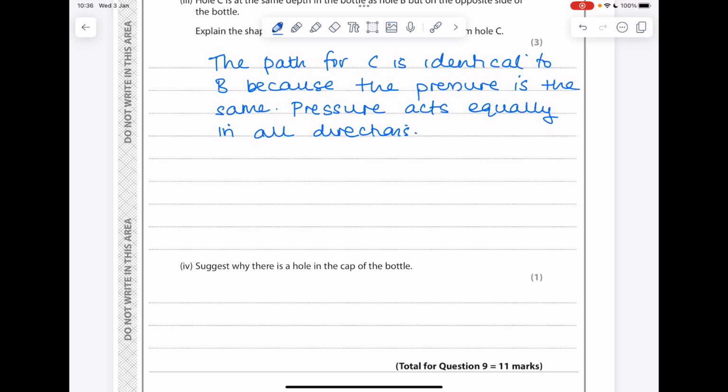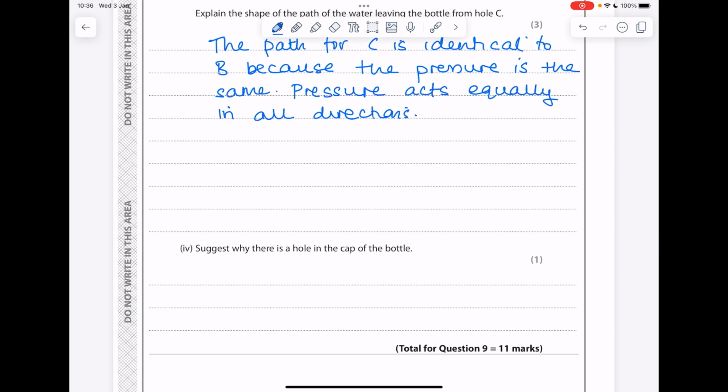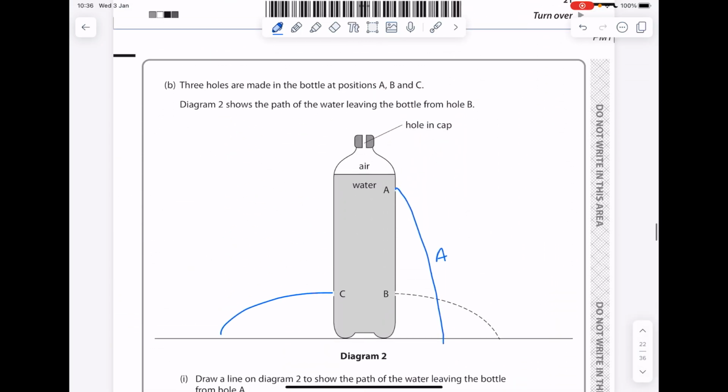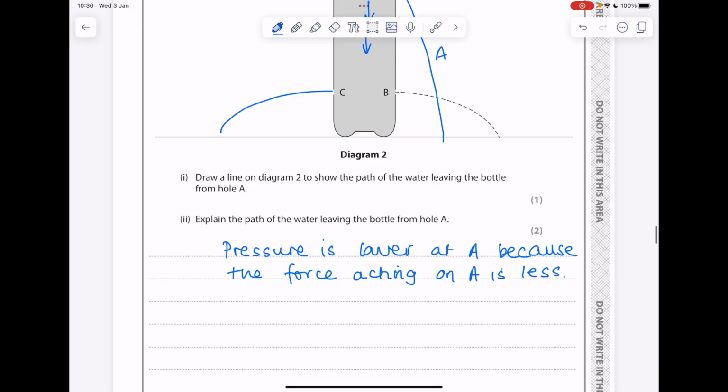Suggest why there is a hole in the cap of the bottle. Well, really, because you've got that water leaving the bottle, the last thing you want to do is create a vacuum up here as the water levels decrease. So that hole in the cap allows air to enter the bottle.